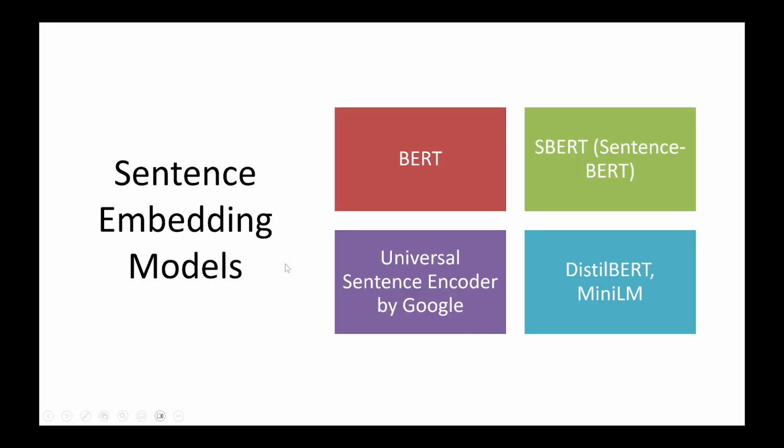There are various types of sentence embedding models. One of the popular types is the BERT model, and similarly we have Sentence-BERT, SBERT, and the Universal Sentence Encoder by Google. And similarly we have DistilBERT and MiniLM, among which BERT is the most popular. There are various use cases for each model. Feel free to explore more, but for this introductory video I am not going to talk more about these models.